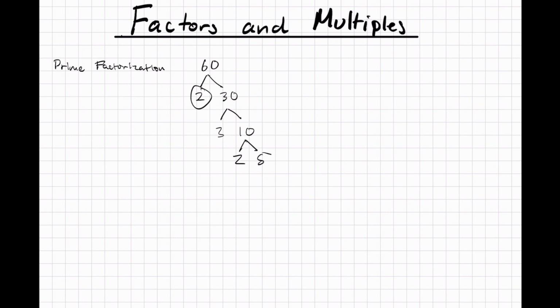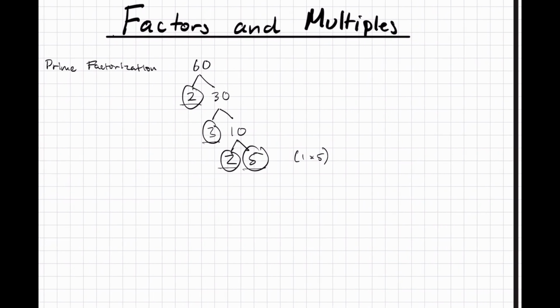Well, 2 is a prime number, 3 is a prime number, 2 is a prime number, and is 5 a prime number? It is, because no two numbers besides just 1 and 5 multiply to give us 5. So 5 is prime. So this would be the prime factorization of 60: 2 times 3 times 2 times 5, or 2 times 2 times 3 times 5, or 2 squared times 3 times 5.